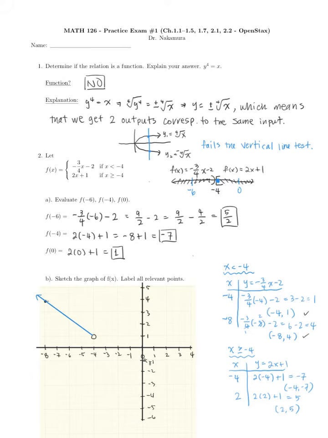All right, but anyways, when x is negative 4, y is going to be negative 7, so maybe it's over here somewhere. What do you think? Here? All right, and then when x is 2, y is 5, so is that right? Okay, so let me try to connect these dots. Let's connect it like this.